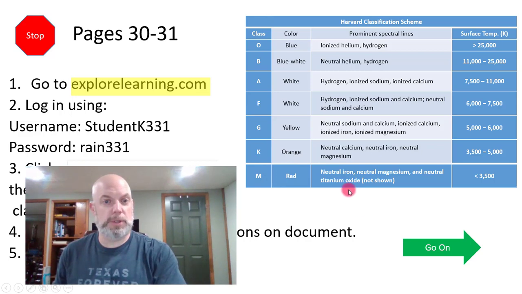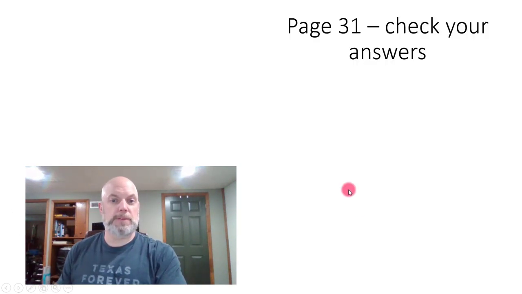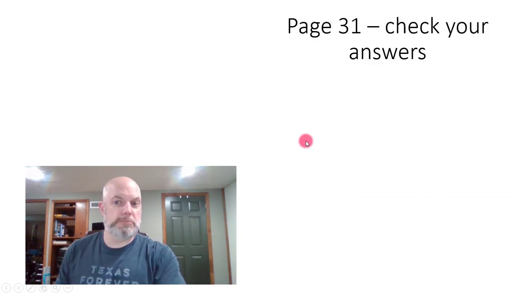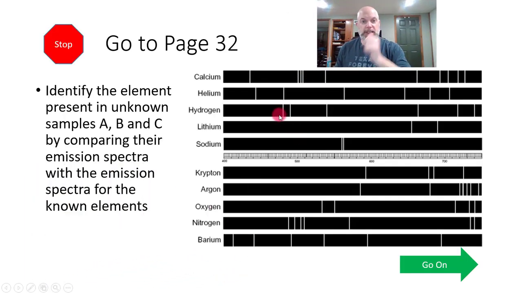So that's kind of what you're doing in this gizmo here, identifying some things there. Check your answers. And then towards the end, this will maybe be the hard part too. These are all the known elements, right? This is what calcium looks like. That's what helium looks like, hydrogen, lithium, sodium, and so on. And then here's a little scale of nanometers, right?